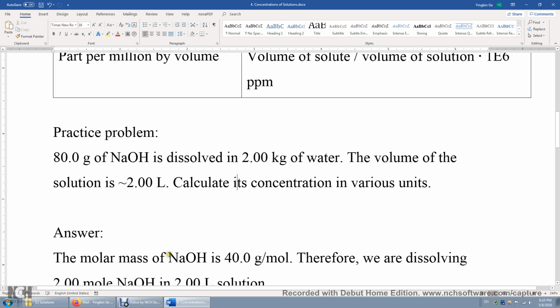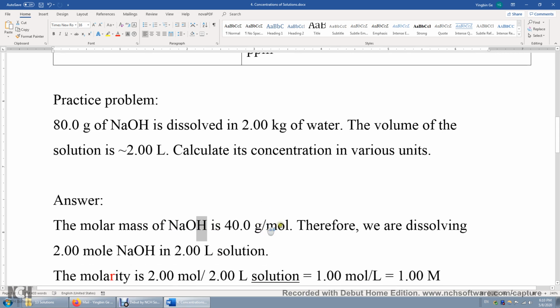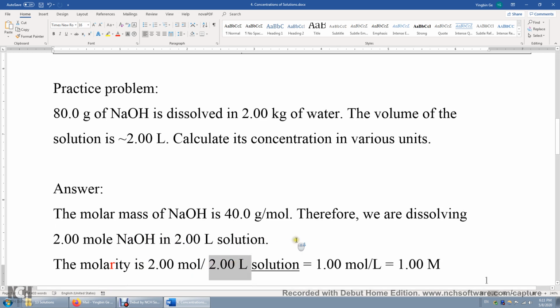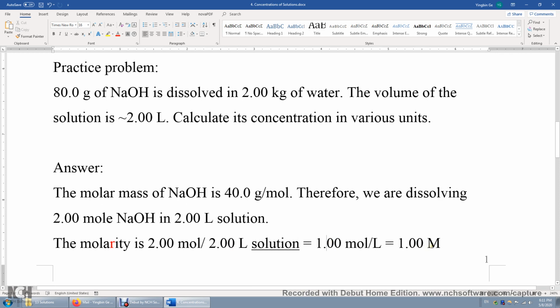The molar mass of sodium hydroxide is 40. Sodium, I think, has 23 AMU, oxygen 16, hydrogen 1. 23 plus 16 plus 1, that's 40. So we're dissolving 2 moles of sodium hydroxide in this 2 liters of solution. So the molarity is 2 moles of solute divided by 2.0 liters of solution. So it's just 1 molar.